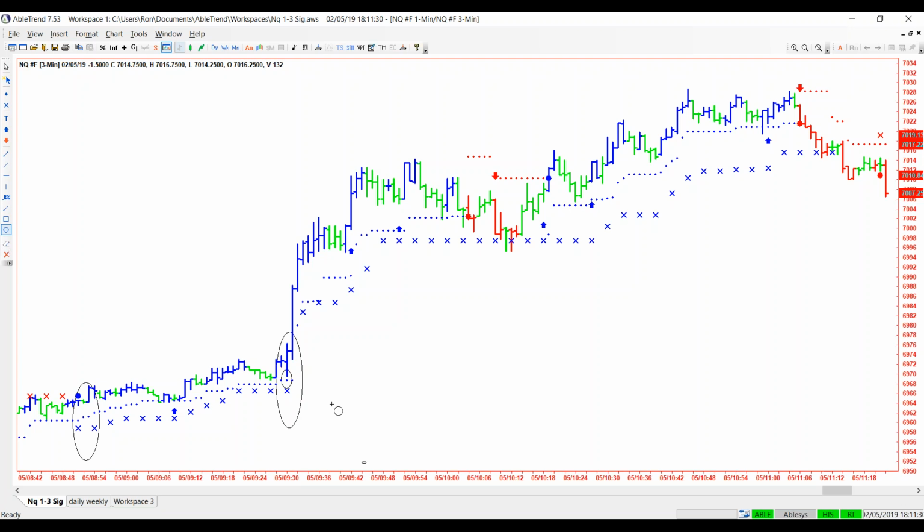You have to have blue bar, blue dot, blue X, or red bar, red dot, red X. Otherwise, don't do anything. No exceptions to that rule. Stop loss, I always just put it one tick, like a quarter of a point, under the bottom of that blue bar. There's your three green bars in a row.